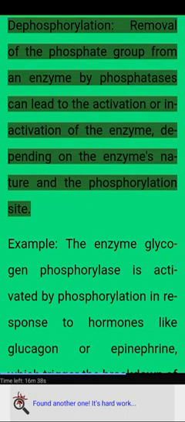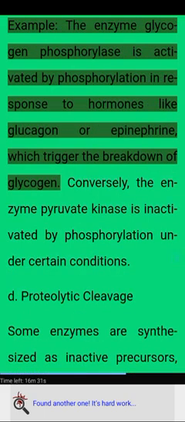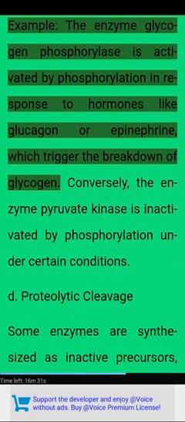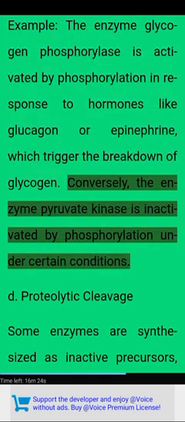Dephosphorylation: removal of the phosphate group from an enzyme by phosphatases can lead to the activation or inactivation of the enzyme, depending on the enzyme's nature and the phosphorylation site. Example: the enzyme glycogen phosphorylase is activated by phosphorylation in response to hormones like glucagon or epinephrine, which trigger the breakdown of glycogen. Conversely, the enzyme pyruvate kinase is inactivated by phosphorylation under certain conditions.